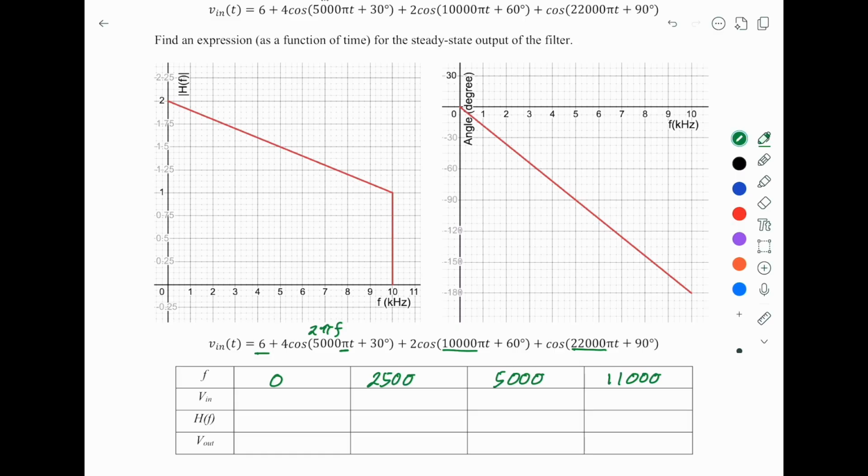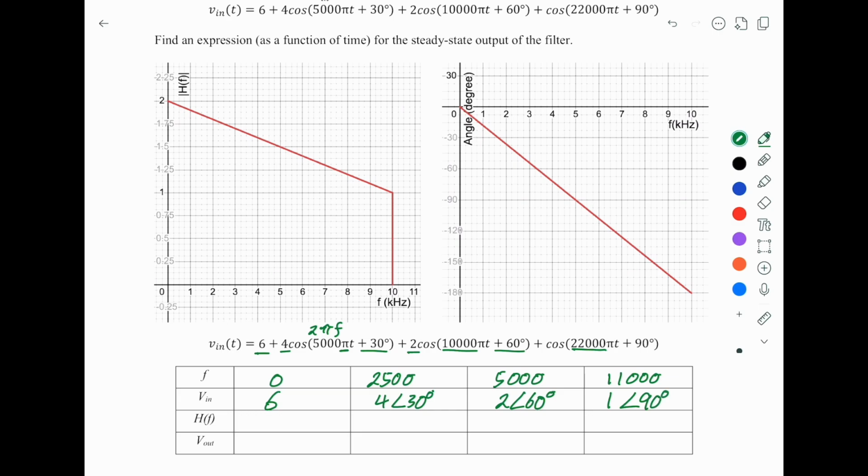Next, we'll write down the amplitude and the phase of each component in the signal. The first is a DC term, so it only has amplitude and is 6. The second term, 4, positive 30 degrees. The third term, 2, and positive 60 degrees. The last term, the amplitude is 1, and it has a phase of 90 degrees.